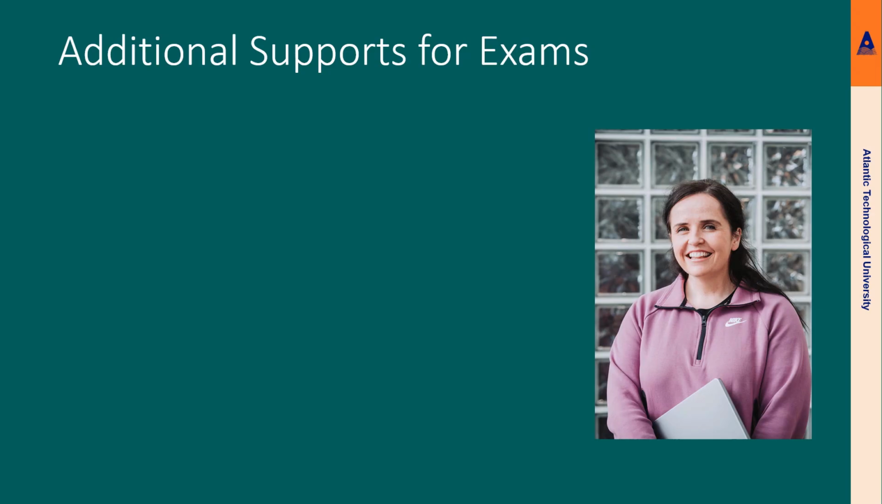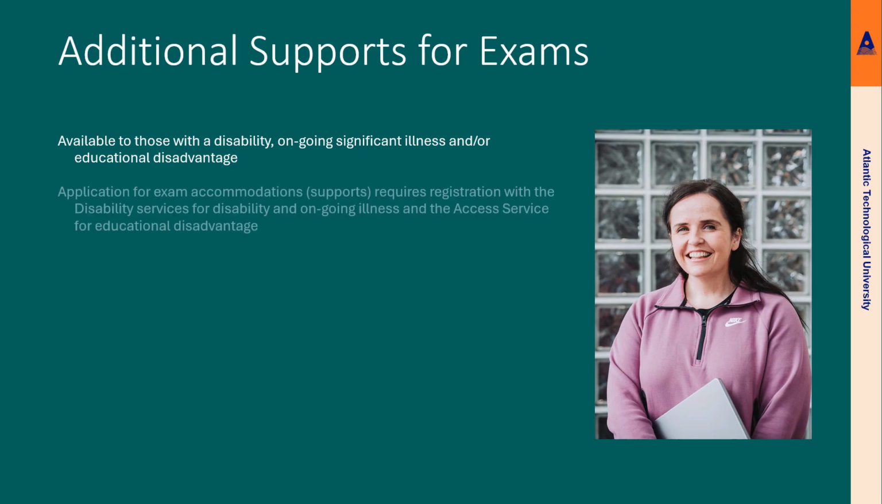And so we're going to look at some additional supports for exams, such as exam accommodations. These are available to students with a disability, with ongoing significant illness, or some kind of educational disadvantage. In order to apply for some of these exam accommodations, you must first register with the appropriate support service. For disability or ongoing illness, you register with the disability service, or you can register with the access service for educational disadvantage.